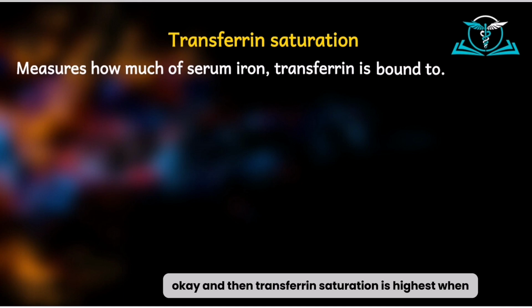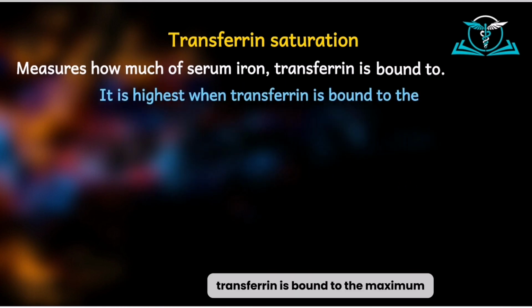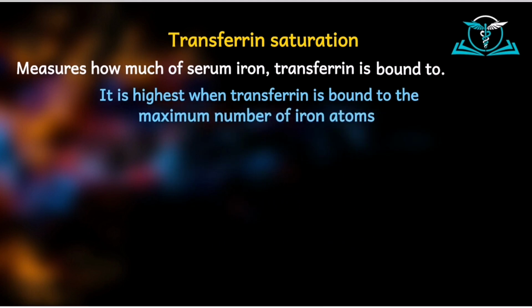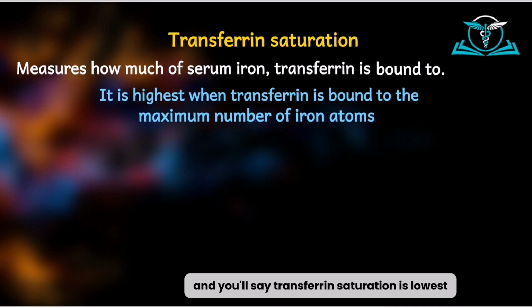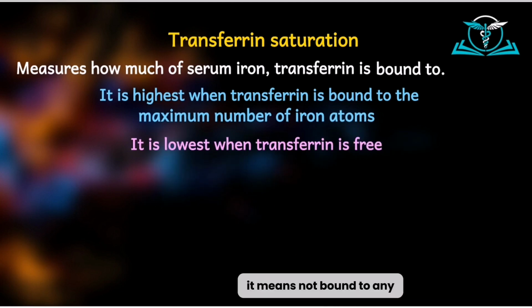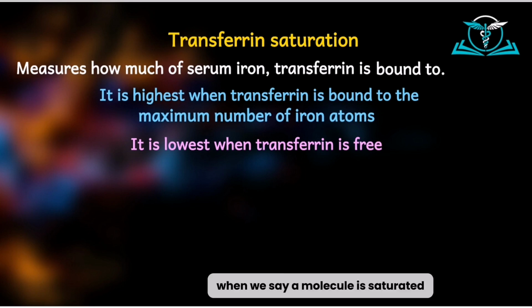Transferrin saturation measures how much of serum iron transferrin is bound to. Transferrin saturation is highest when transferrin is bound to the maximum number of iron molecules it can bind to, and lowest when the transferrin is free, meaning not bound to any iron molecules. When we say a molecule is saturated with another molecule, we mean that the first molecule has been bound to the latter molecule.